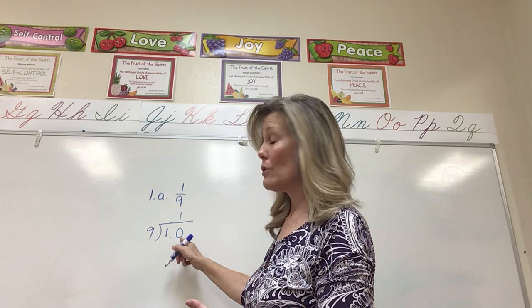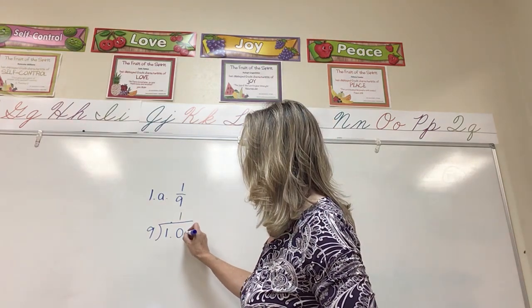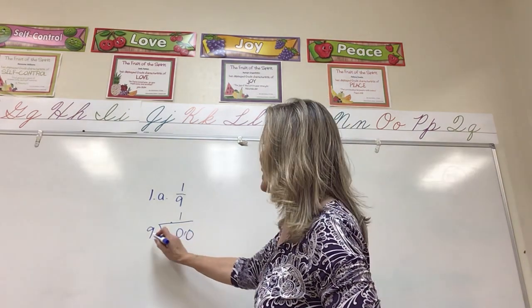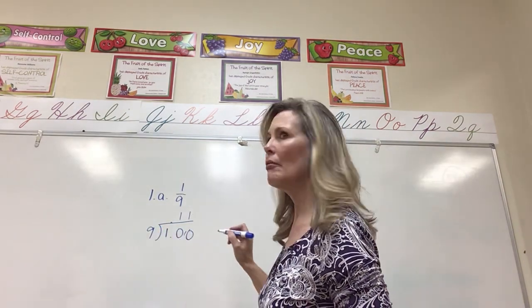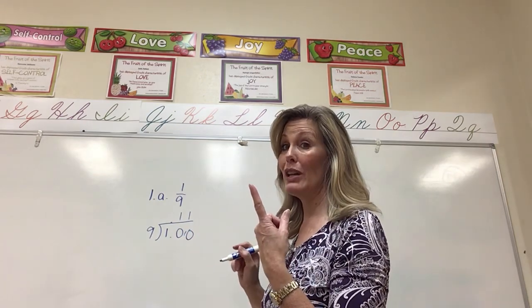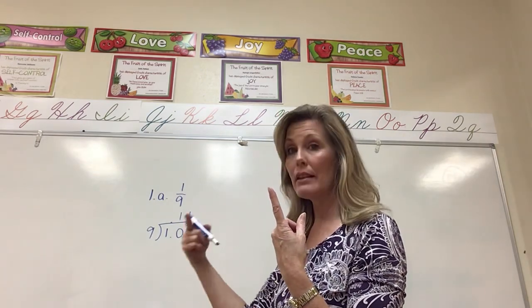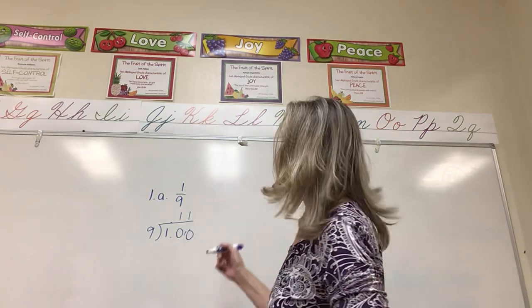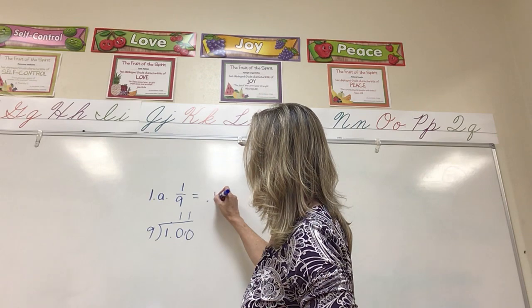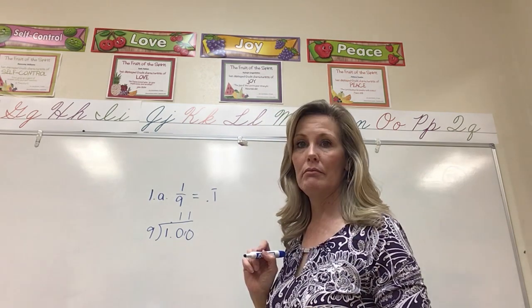That's going to give me a remainder, so I'm going to annex another 0 and stick my little remainder in front of that 0 that I annexed. Now 9 goes into 10 once. 1 times 9 is 9. I'm going to have one remainder again. So already I see that I have a repeating decimal. So when I write my answer, I'm going to write 0.1 with a bar over it.